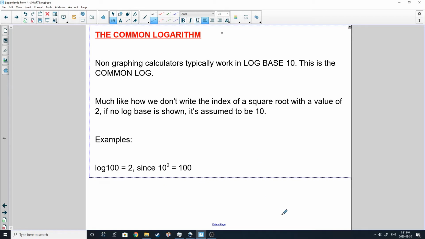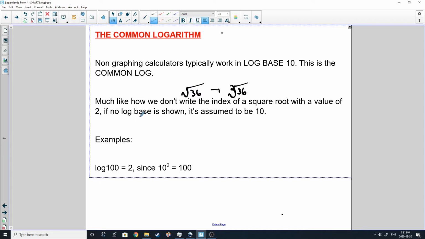If you have a non-graphing calculator, they usually work in log base 10. You can get some fancy graphing calculators that can do any log base, but every other calculator is going to be using the common log, which is log base 10. So much like how when we have a square root and I write the square root of 36, I'm actually cheating and the index is 2. We don't actually write the index 2 in there. If it's not there, it's generally understood to be a 2.